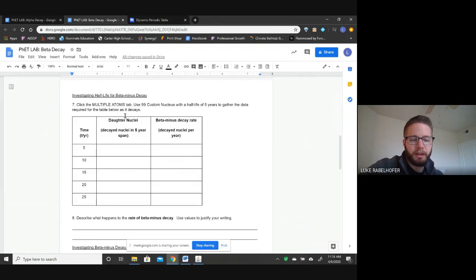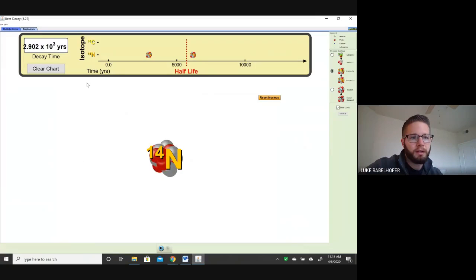All right, so moving on in the simulation here. Now we're going to count the daughter nuclei, the decayed nuclei in a 5-year span. And we're going to ultimately calculate the decay rate. I'll talk about that in a minute here. We're going to click on the multiple atoms tab using 99 custom nucleus with a half-life of 5 years to gather data. So I'm going to stop it at these points, 5, 10, 15, 20, and 25. And we are going to do the kind of lab with it.